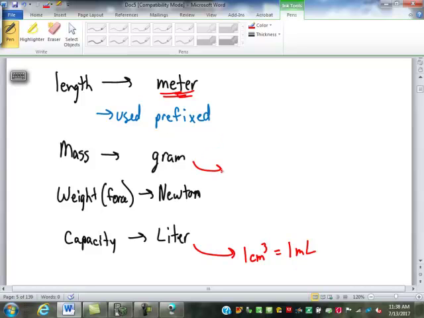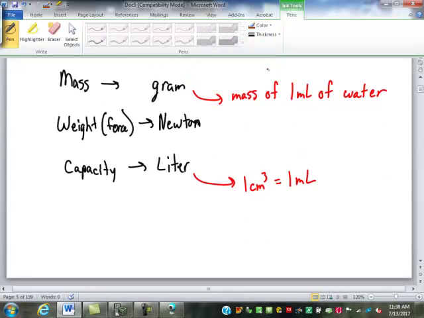1 gram is then the mass of 1 milliliter of water. So there's a very simple link between their measurements of mass and their measurements of capacity and length. So let's look at those prefixes.